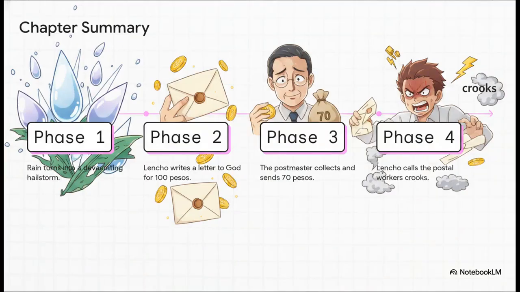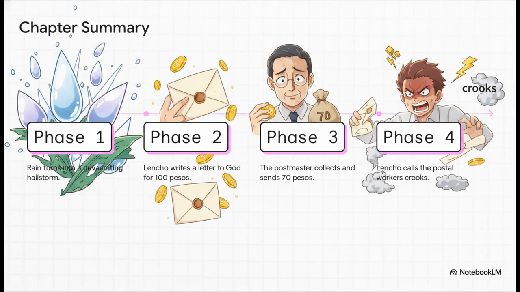All right, time for our 60-second sprint. Let's rapidly recap the entire timeline so it's permanently locked in your memory. Ready? Let's go. Lencho desperately hopes for rain. The rain comes as new coins, but super quickly turns into a devastating hailstorm. His crops are completely ruined. Driven by pure blind faith, he writes a letter to God asking for 100 pesos. The kind, amiable postmaster reads it, decides to help, and collects 70 pesos from his staff. Lencho receives the money, shows zero surprise, but gets furious that it's 30 pesos short. He immediately writes a second letter to God, telling him not to send the remaining money through the mail because the post office staff are a bunch of crooks.